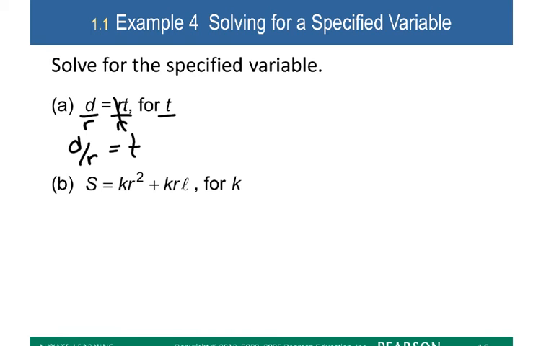I know y'all can do it. So let's look at it. We're asked to solve for k. As you can see in this equation, we have k in two different terms of the equation. We have a k here, a kr squared, then we have a krl. To get k by itself, we're going to factor out a k. That would be my first step.